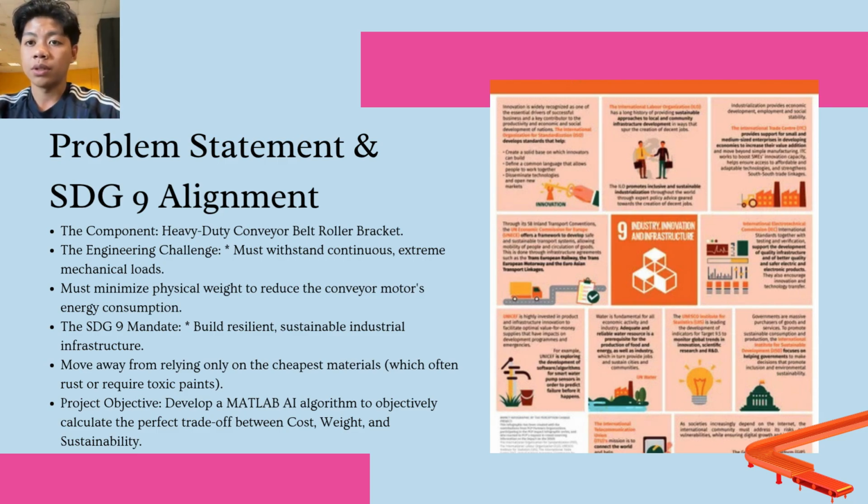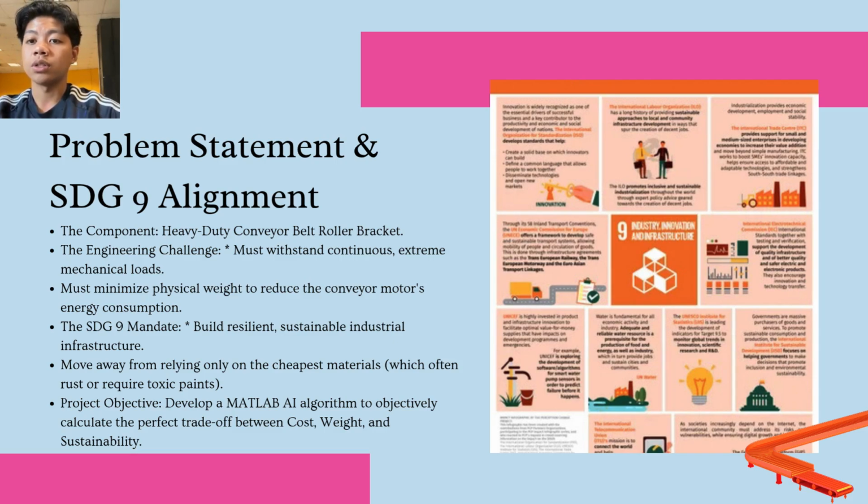Before selecting the best material, we first need to understand the engineering problem. The component chosen for this project is a heavy-duty conveyor belt roller bracket, which is widely used in industrial material handling systems. The main challenge is that the bracket must withstand continuous and heavy mechanical loads, while remaining as lightweight as possible. A lighter component reduces the overall energy consumption of the conveyor motor and improves operational efficiency.